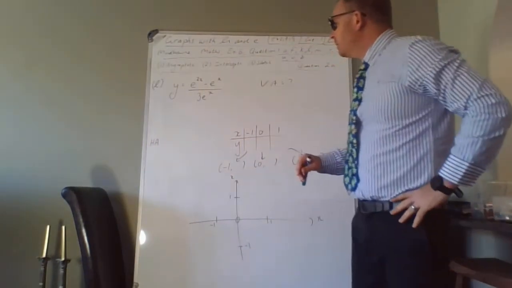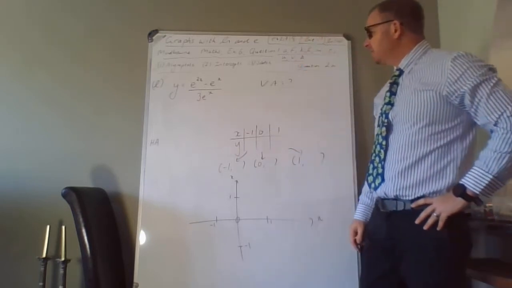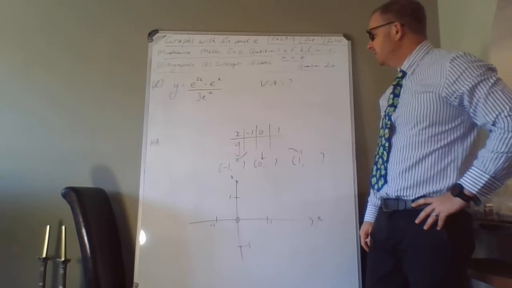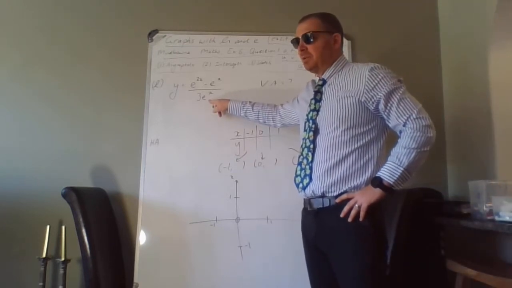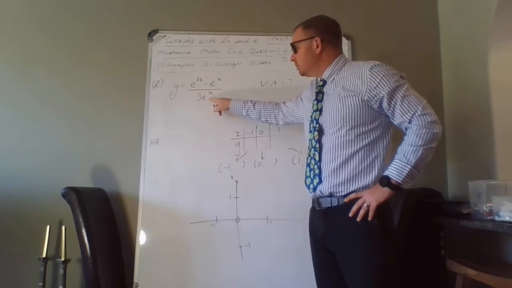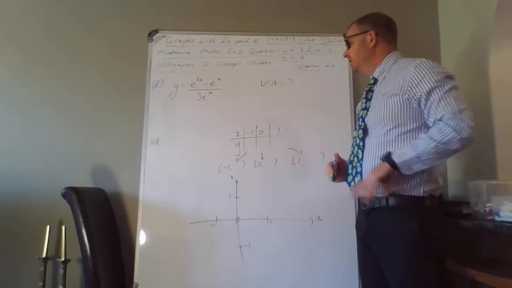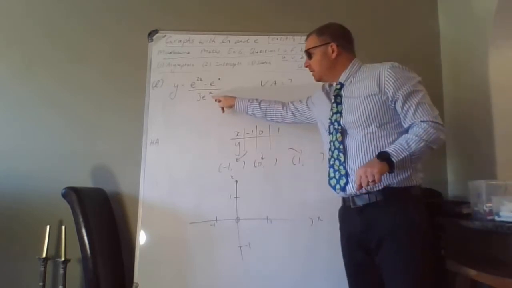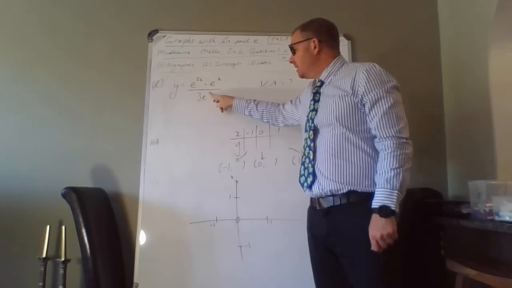Right, in the next one we're doing L, and you've got to sketch y is equal to e to the 2x minus e to the x, over 3e to the x. So the first thing, often with graphs, if there's a variable in the denominator, there's a vertical asymptote. So I want you to first of all tell me why there isn't a vertical asymptote here. Okay, well done, Morgan.